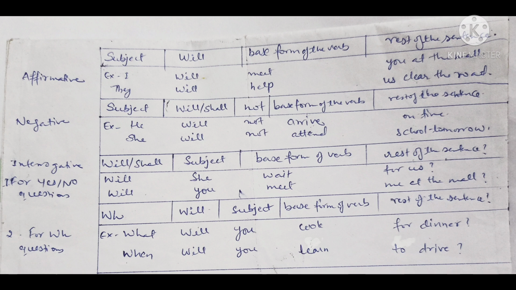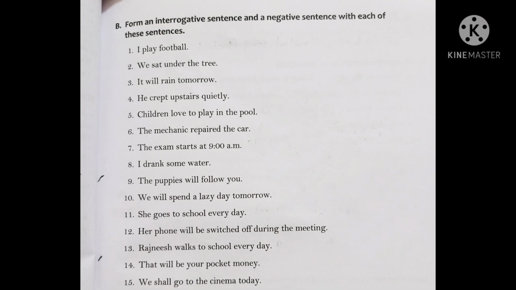And for WH questions, in interrogative, the WH question word would come first, then will, then subject, then base form of verb, then rest of the sentence with question mark. Examples, what will you cook for dinner? When will you learn to drive? So let's take a look at some of the exercises for simple tenses.